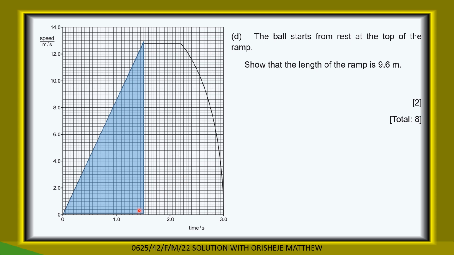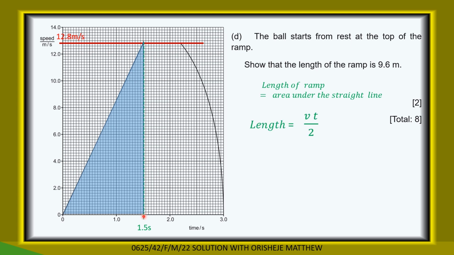Once you know the height and the base, you can calculate. The base is the time. How long does it take? The base is 1.5 seconds, and then the height is 12.8 meters per second. So we can find the distance, which is the length of the ramp, equal to the area under the straight line. What type of shape is it? A triangle, and the area of a triangle is half base times height.